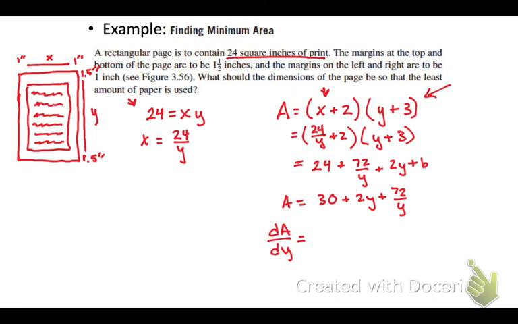Okay, so my derivative? 0 plus 2. Can I write up here? Can I write this 72 times y to the negative 1? Well, that'll be handy for differentiating. So then I might get 2 minus 72 over y squared? Yeah.